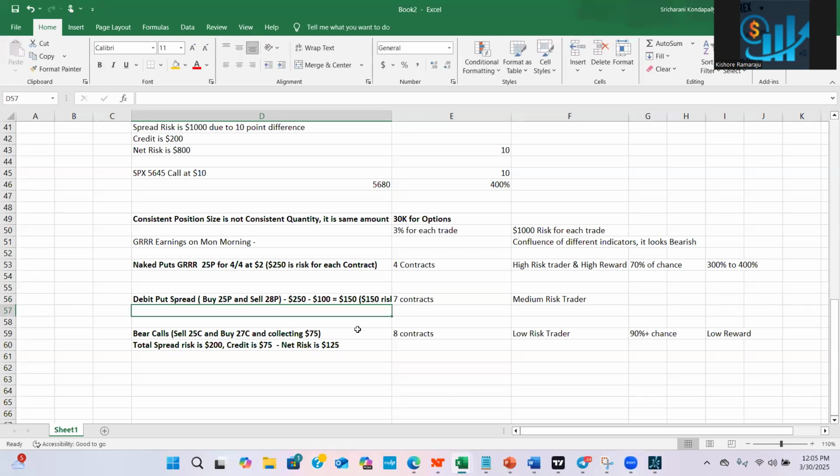So this step is also very important. Most of the members, the problem is this sizing. They take a consistent size, whatever the investment, whatever the risk, they take 10 contracts, 10 contracts, 10 contracts. Based on your risk, you have to decide what the position size is, right?